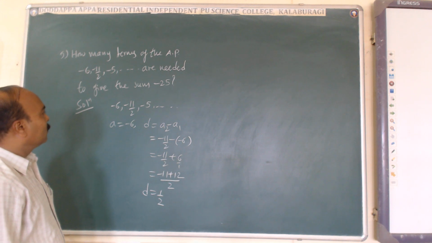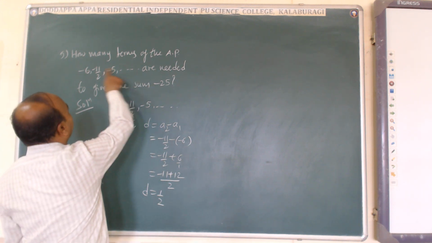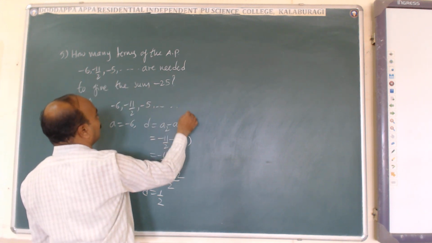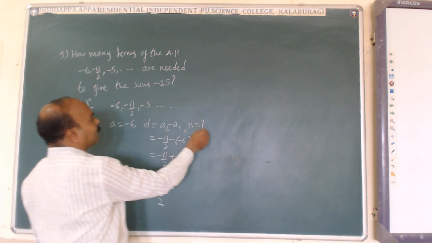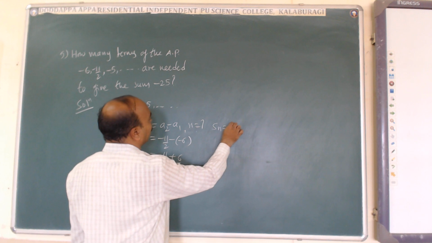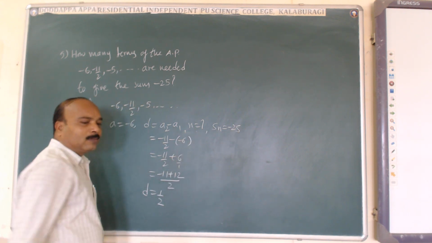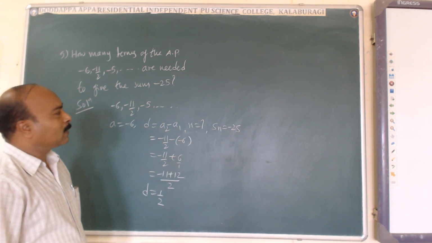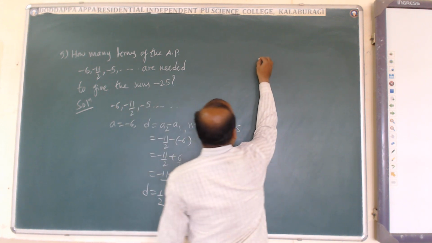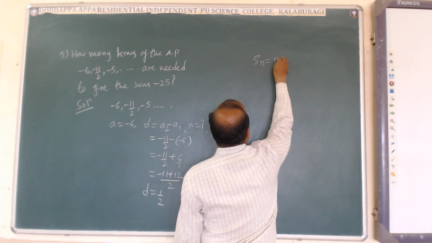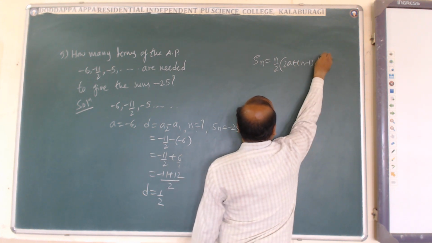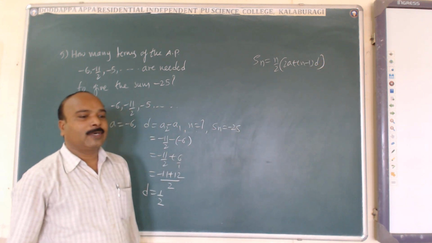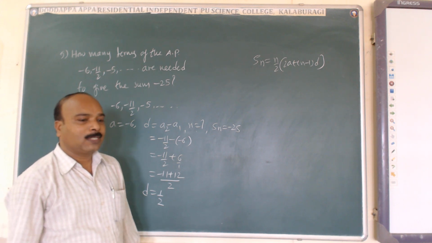Now what you are asked: how many terms are needed? You calculate the value of n. To give the sum minus 25 means Sn equal to minus 25. It is given. If the sum is given, you can go for the Sn formula, sum to n terms: Sn equal to n by 2 into 2a plus n minus 1 into d. It is the formula for finding the sum to n terms of an AP.